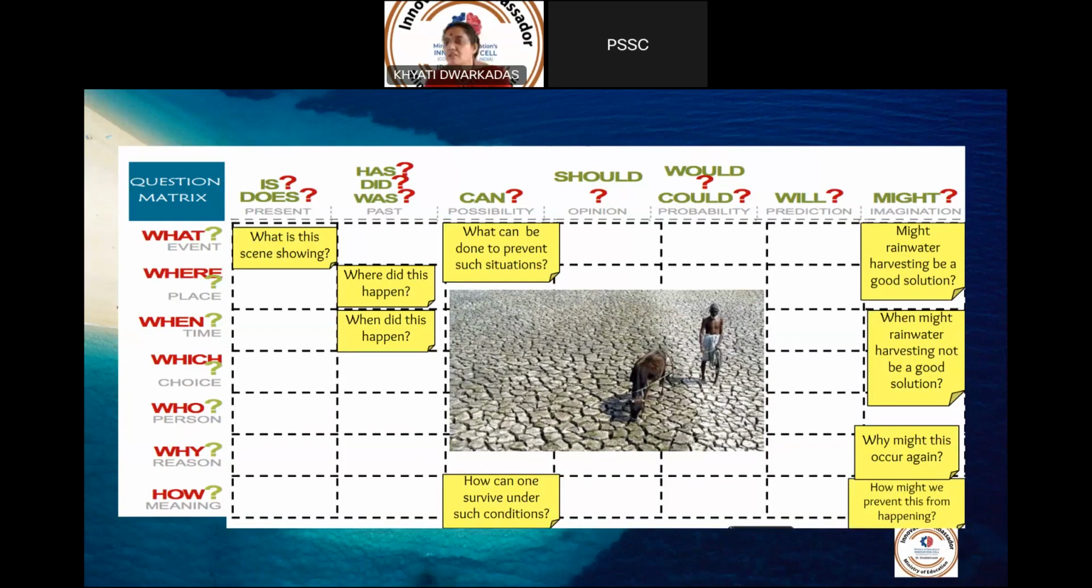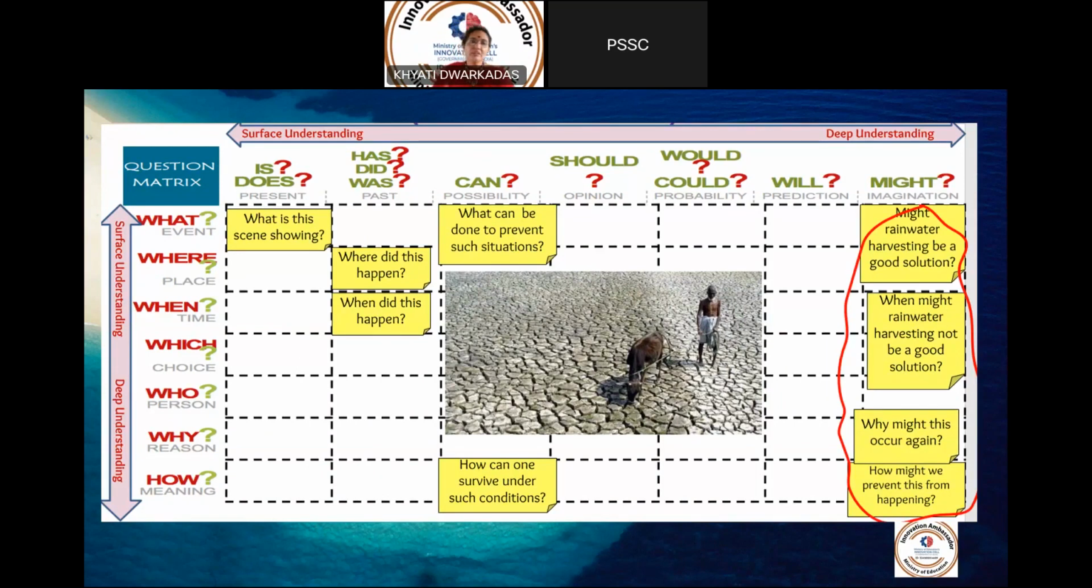Look at this. What is the picture showing you? Where did it happen? When did it happen? What can be done to prevent such a situation? How can one survive under such situations? So like that, and you've come up with so many beautiful build-ons. Let me clap for you once again. You've done a brilliant job. You're all great teachers.